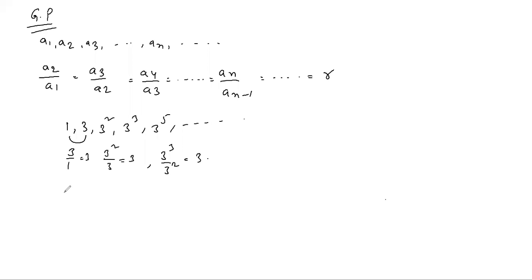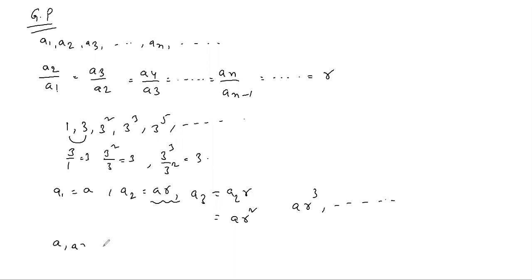Suppose the first term is A. Second term is AR. Third term is A3 equals A2 into R, but what is A2? AR. So AR into R, AR square. Next, AR cube, and so on. Like this, you can take the sequence of GP as A, AR, AR square, AR cube, and so on. So this is GP. Consecutive ratios are the same.